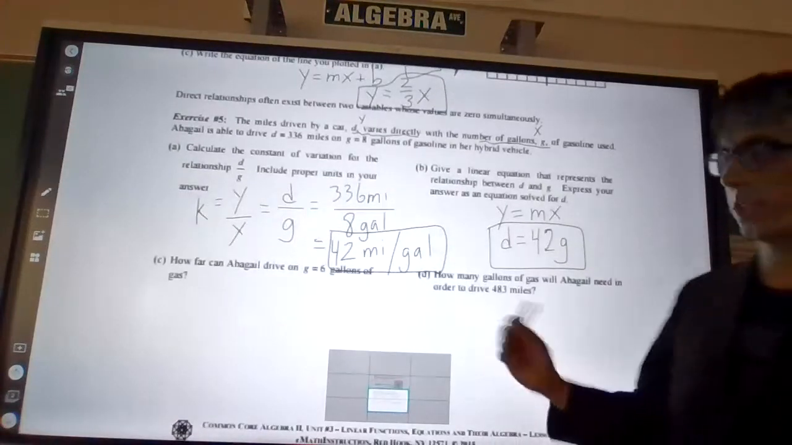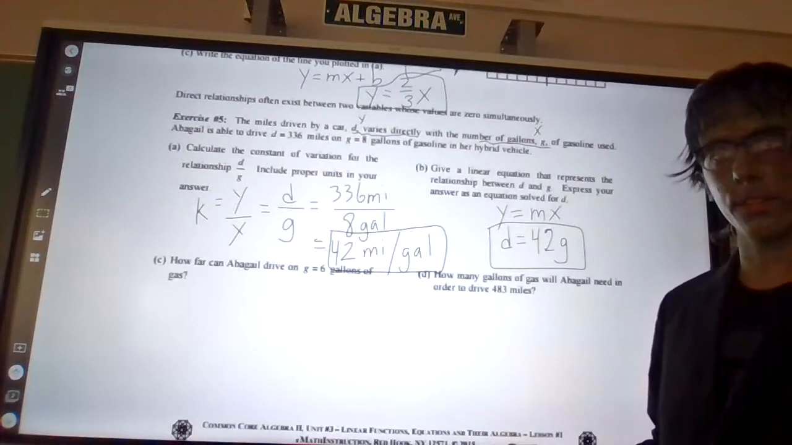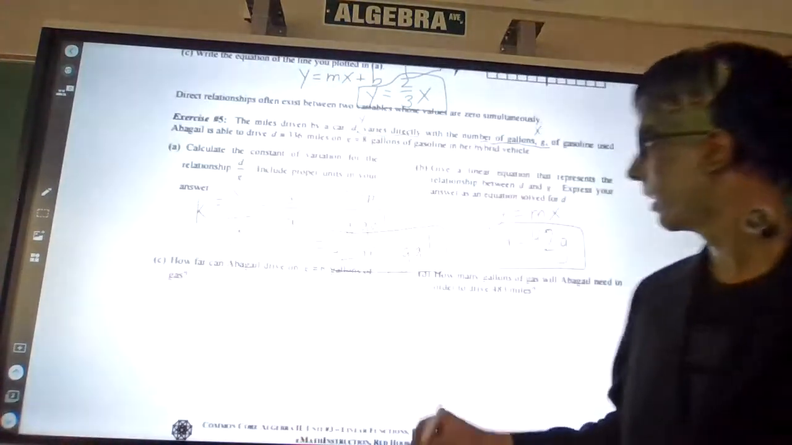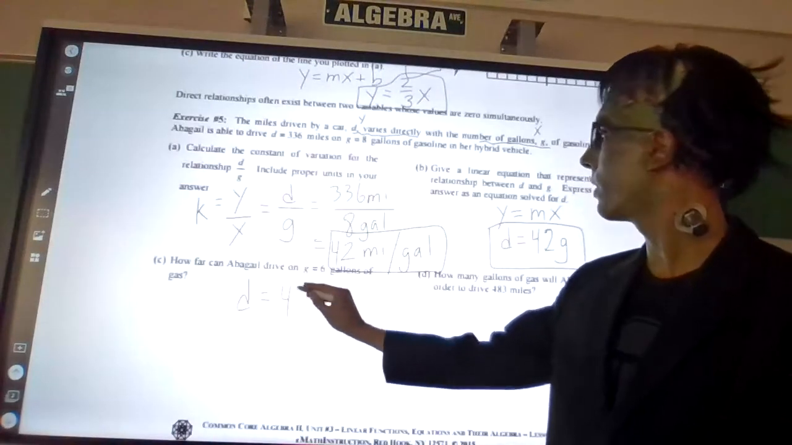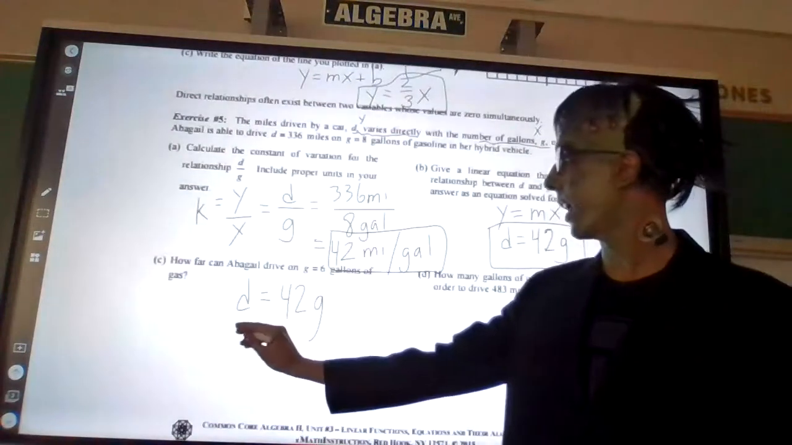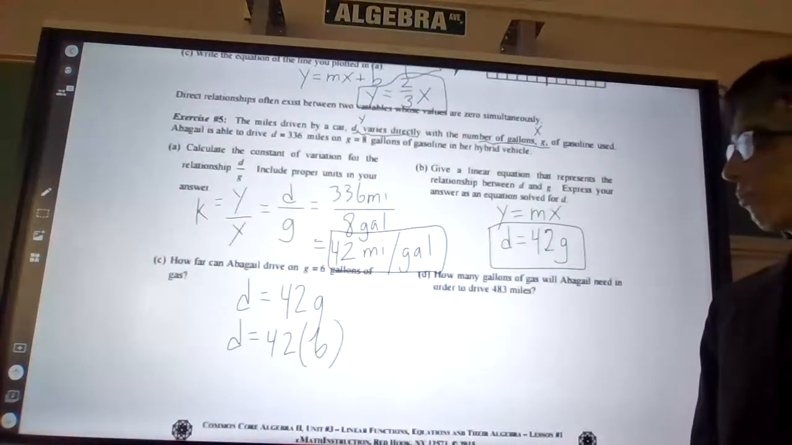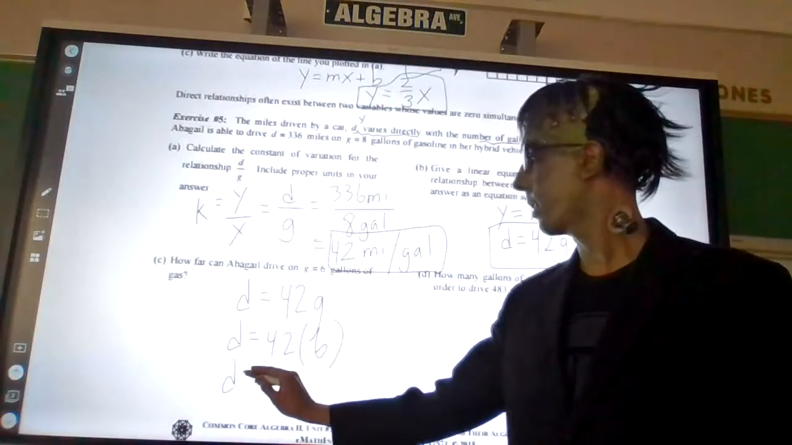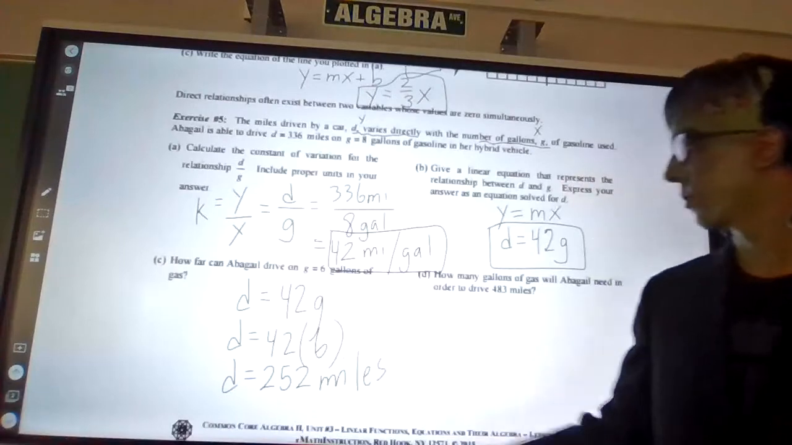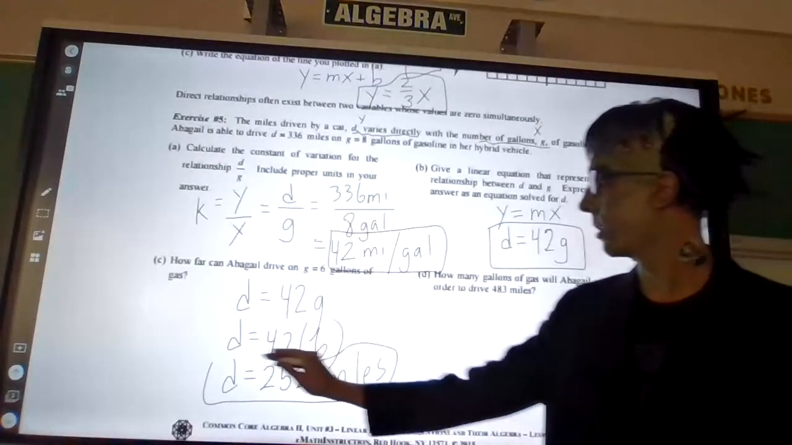All right, 2 last questions here. How far can Abigail drive on G equals 6 gallons of gas? Since we have this equation already made up, let's go ahead and use it. D equals 42G. They give me how many gallons Abigail has, so D equals 42 times 6. And that comes out to be 252 miles. We were able to find that because that direct relationship holds true.